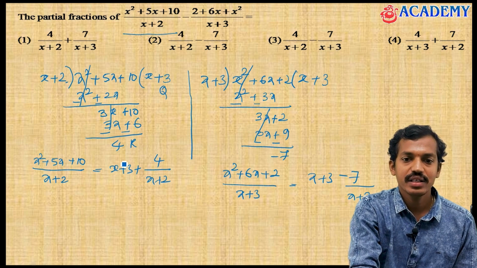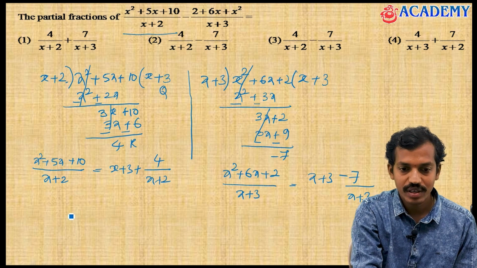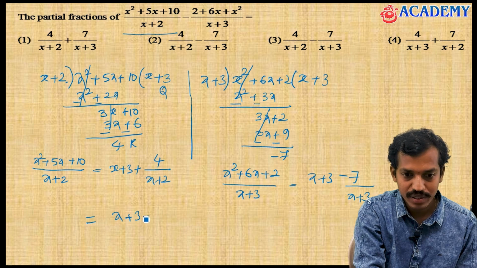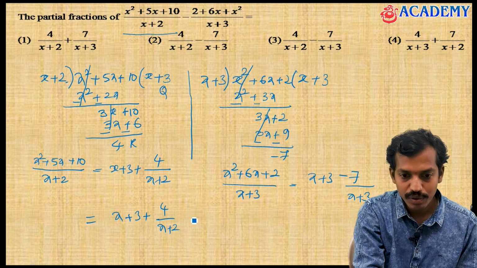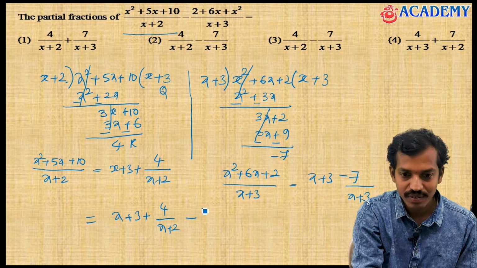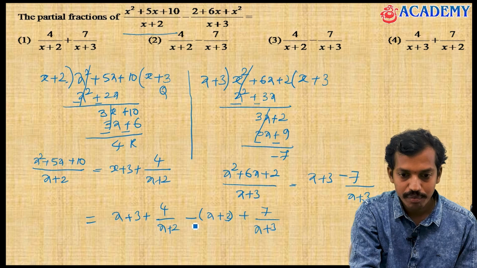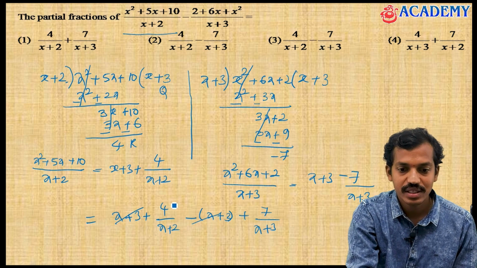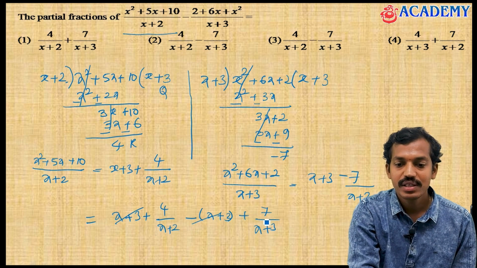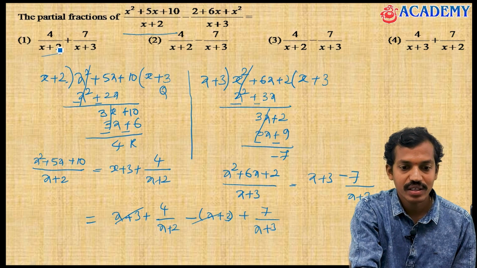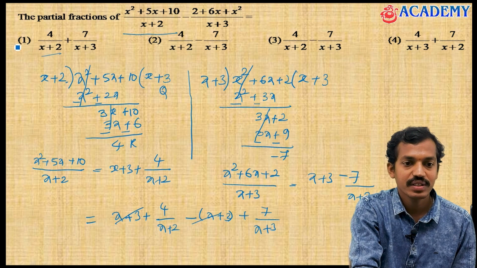Right, in between these two equations we have a minus, so clubbing them and writing the partial fraction: x plus 3 plus 4 divided by x plus 2, minus of this total function, minus of x plus 3, and minus into minus gives plus 7 divided by x plus 3. Here minus x plus 3 and plus x plus 3 cancel, leaving 4 by x plus 2 plus 7 by x plus 3. The factor of x plus 2 is 4, and the factor of x plus 3 is 7. The first option is the right one.